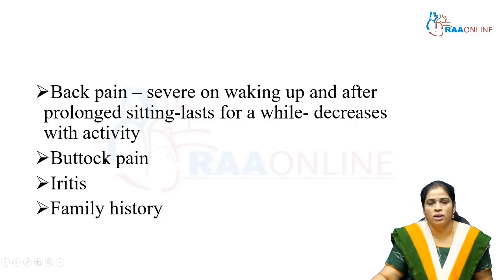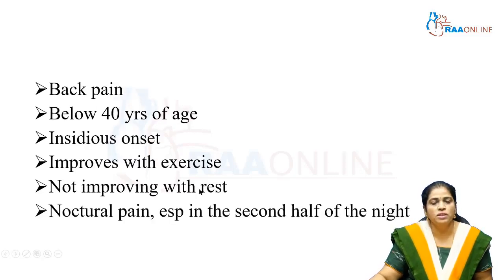It decreases with activity, and they can get alternating buttock pain, and there may be a history of iritis. There may be a family history of ankylosing spondylitis or spondyloarthritis or psoriasis. These are some of the features that help you to think of inflammatory back pain. If the patient is below 40 years of age, if there is an insidious onset, not related to any trauma or not sudden onset, if it improves with exercise, this is an important feature because most other causes of, that is non-inflammatory cause of back pain, will become worse with exercise. This inflammatory back pain will improve with exercise and it will not improve with rest.